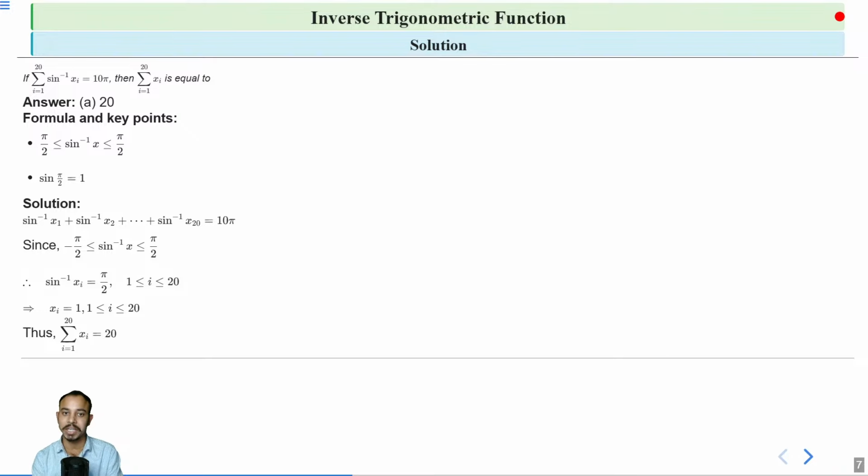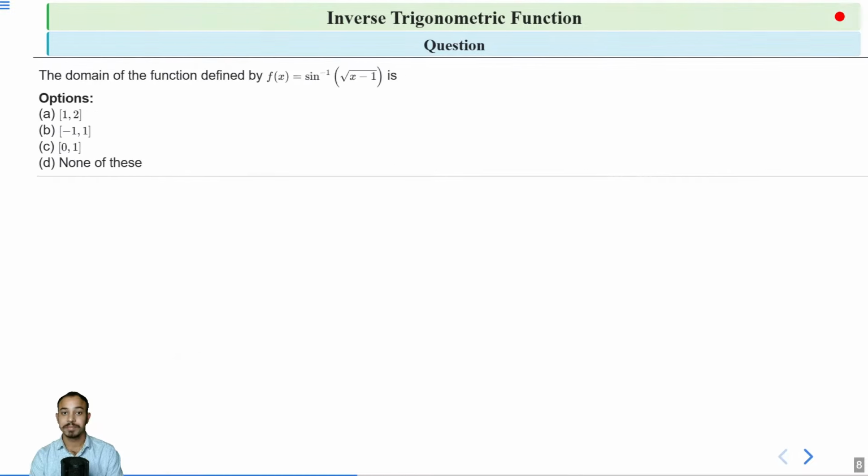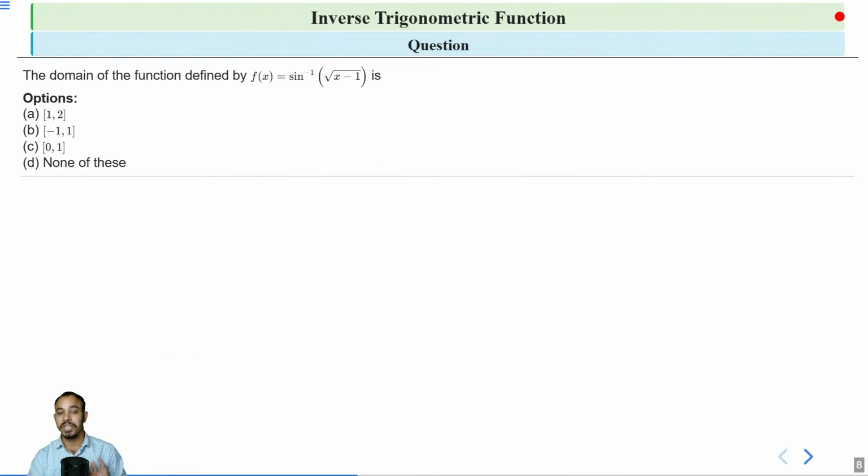So I hope you will understand. And now moving to the next question. In this question we have to find the domain of the function defined by f of x equal to sine inverse of square root of x minus 1. Okay, so you will know how to find the domain of the function. So try to find here the domain of the function f of x equal to sine inverse of square root of x minus 1.